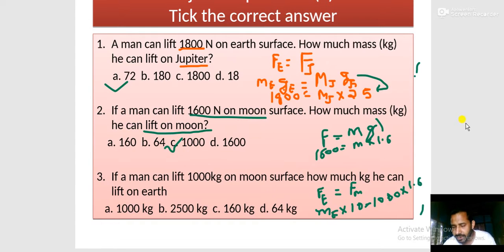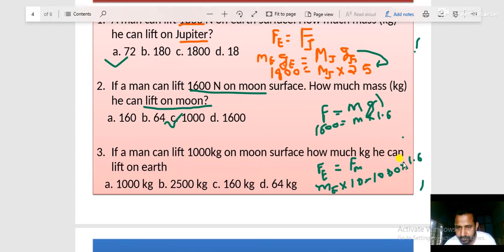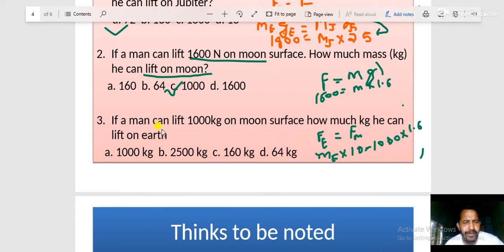Let's go on to this question. If a man can carry 1000 kg on the moon surface, how many kg can he carry on the earth? So what amount of force does he experience on the moon? That is mg, so 1000 into g value on the moon, 1.6, you will get 1600. I have taken force on earth equals force on moon.